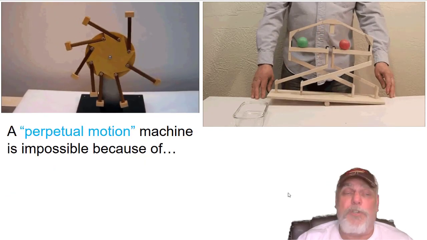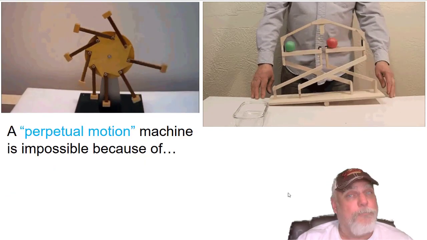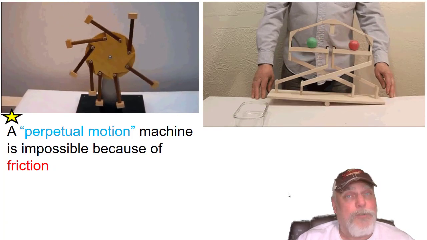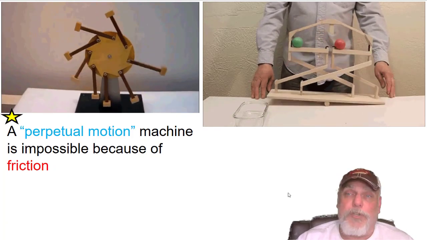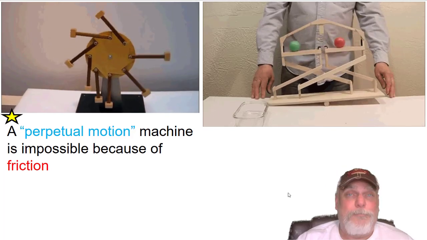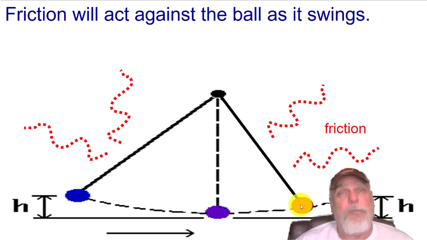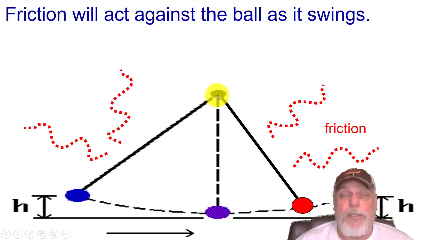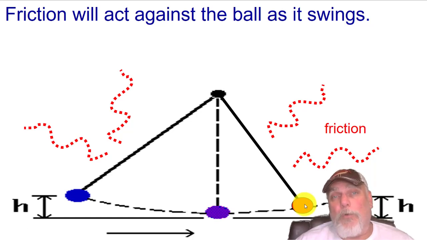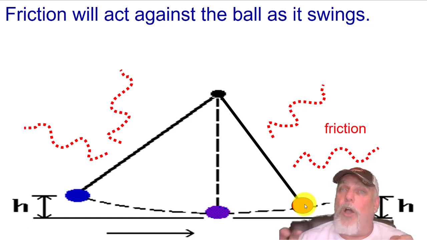A perpetual motion machine is impossible in real life because, well, friction. Friction is going to keep the machine from being able to go on forever and ever. Now, if this was a pendulum system, as it swings from here to here, friction is going to act against the ball as it swings, like maybe air resistance. There's going to be some friction on the string as it rubs against the hook that is up here. And as it swings from here to here, friction is going to use some of that potential energy, so it's not used totally for kinetic energy. It's going to be lost.